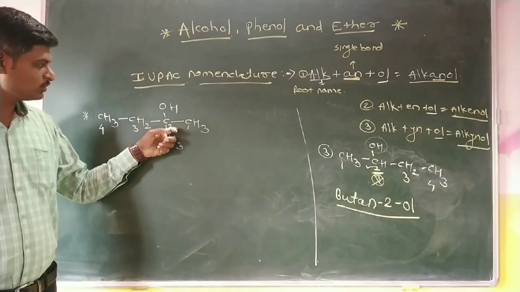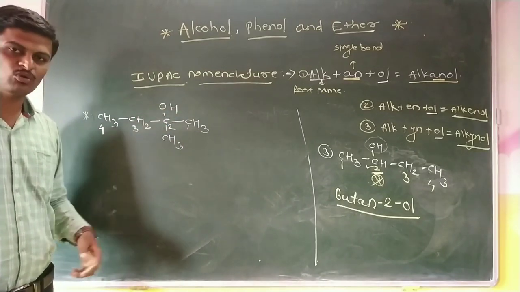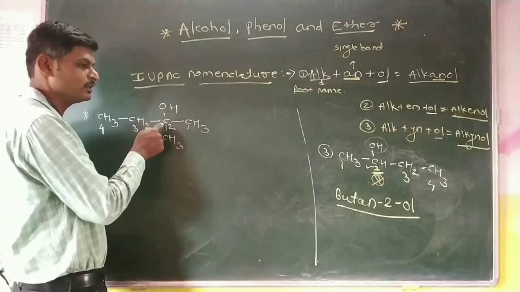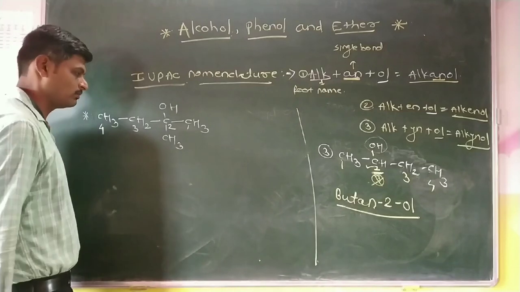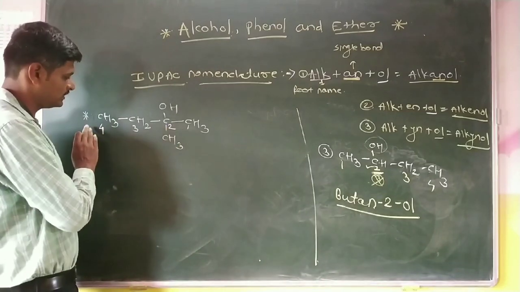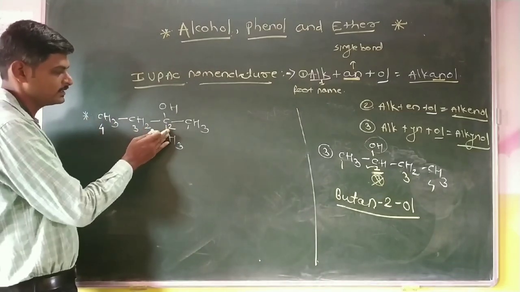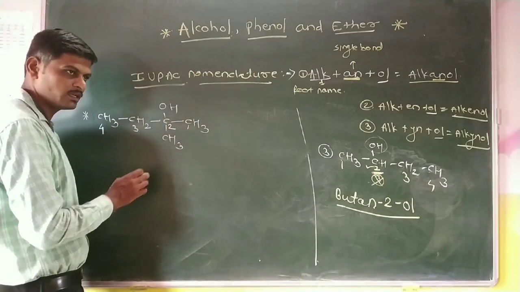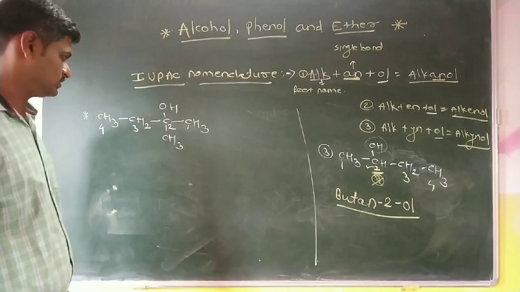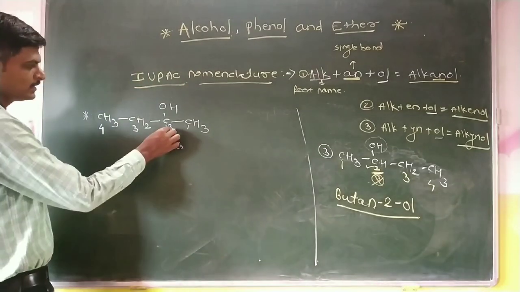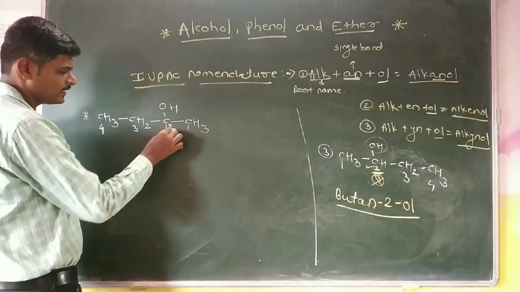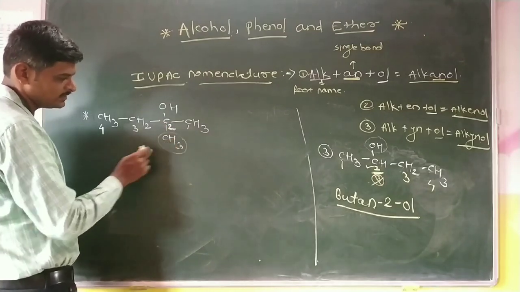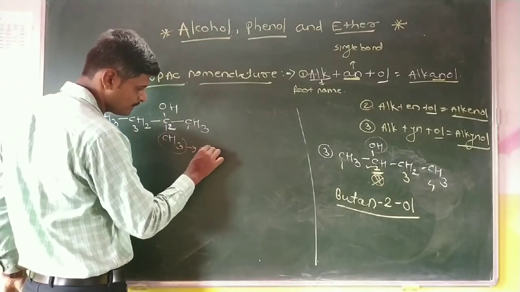According to the rule of IUPAC nomenclature, the hydroxyl group or any functional group is attached to the carbon atom that gives the lowest locant number. Therefore, the second number is correct. Numbering from the other side, it is the third carbon, so that does not give the lowest number. Then, on this second carbon, a CH3 group is attached. This group is named as a methyl.